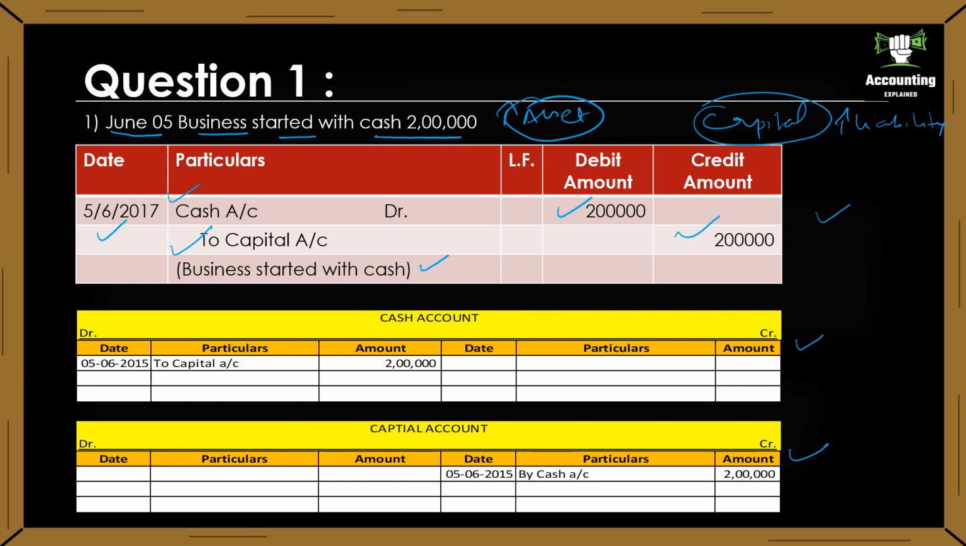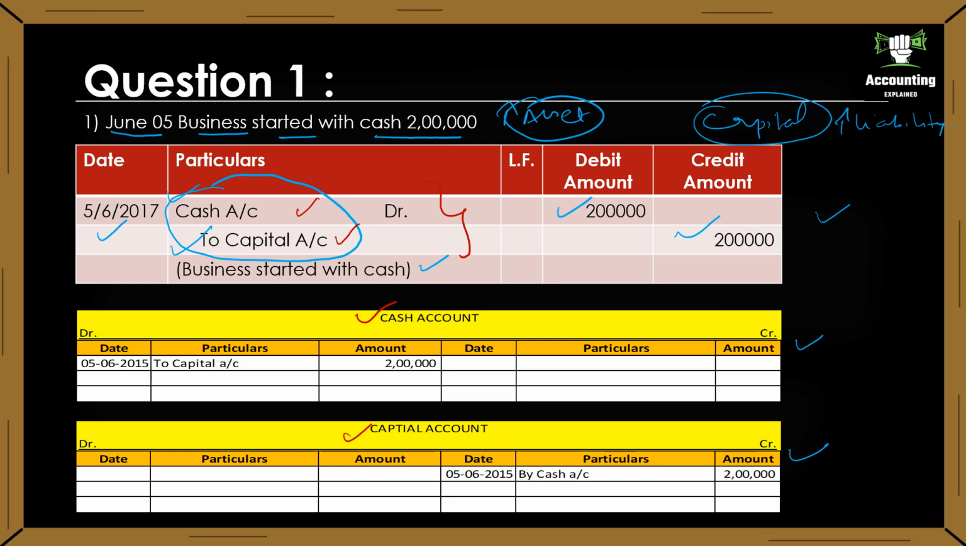Now see in this journal entry, two accounts are involved. What are the accounts that are involved? One is cash account and the other is capital account. So we have to open two accounts, cash account and capital account, for this journal entry. Okay, until this you are able to understand.